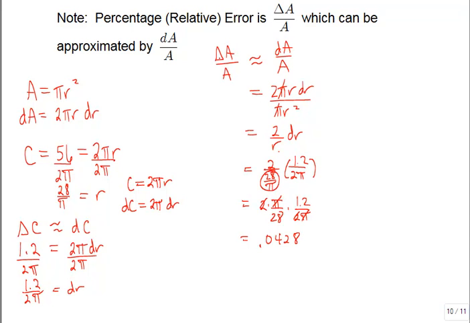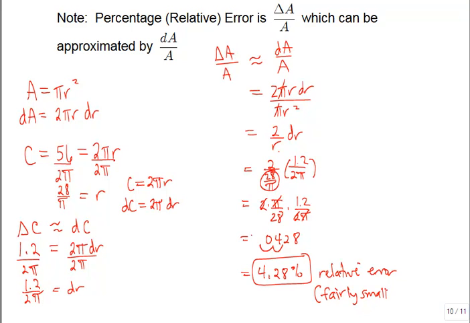Now when you do these change in a's over a's or anything like this, this is percentage error. So the answer we get here isn't a percent yet, it's just a decimal. To turn it into a percent, you want to move that decimal 2 spots to the right. So this is 4.28% error. So this is our relative error. And again, it's not too big because it's less than 5%, so it's fairly small. So the approximate percentage error in computing this area is still relatively small. Okay?